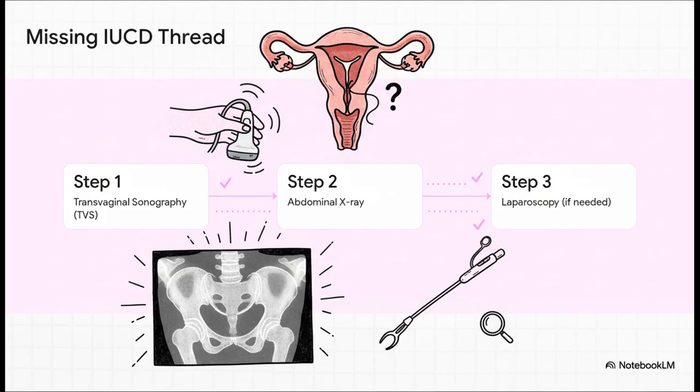And just touching on safety for a second, this slide lays out the clear, logical steps doctors take if an IUD string goes missing. You don't just jump to surgery, right? First, you look with an ultrasound. If that doesn't work, you move to an X-ray. It's a really clear protocol that puts patient safety first, starting with the least invasive options.